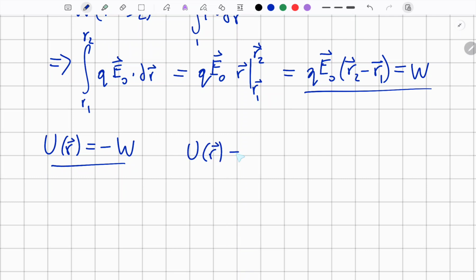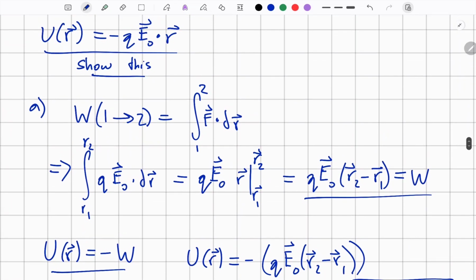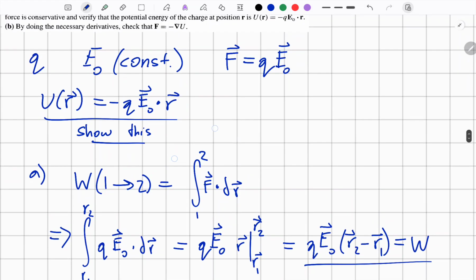So U of R is going to be the negative of our Q E naught times R2 minus R1. If we assume that we start from a zero vector as our initial position, this leaves us with negative Q E naught dot R2, which we can just call R. So we've completed part A. We've shown that that is the potential. That matches exactly what they gave us.